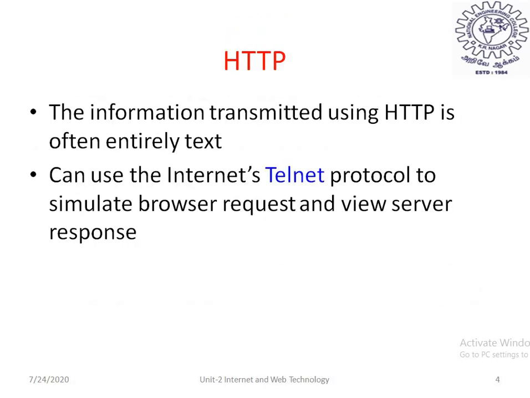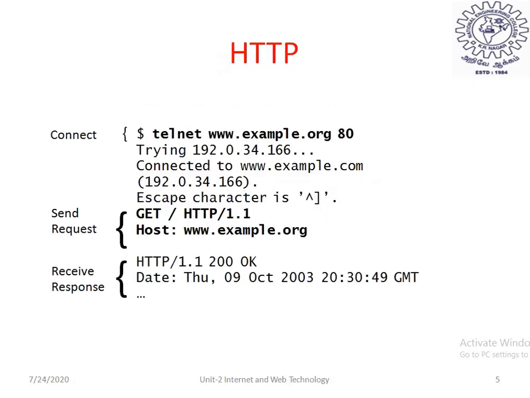Mostly the information transmitted using HTTP is entirely text. We can simulate the browser request and server response using the Telnet protocol. See here: $ telnet, the host name www.example.org and the port number 80. The DNS will convert the host name into an IP address. The server in turn receives the request, processes it and provides a response back to the client. See here, this is the sent request and this is the received response.